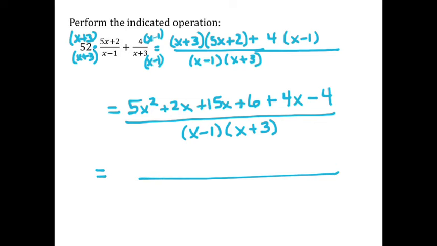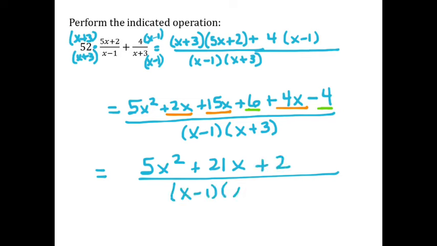And so if I collect like terms, let's see, 5x squared, that's my only x squared term, so 5x squared. But now I've got 2x plus 15x, which would be 17x, plus 4x gives me 21x. And then 6 minus 4 would be plus 2 over x minus 1 times x plus 3. And that would be the sum of those two rational expressions.